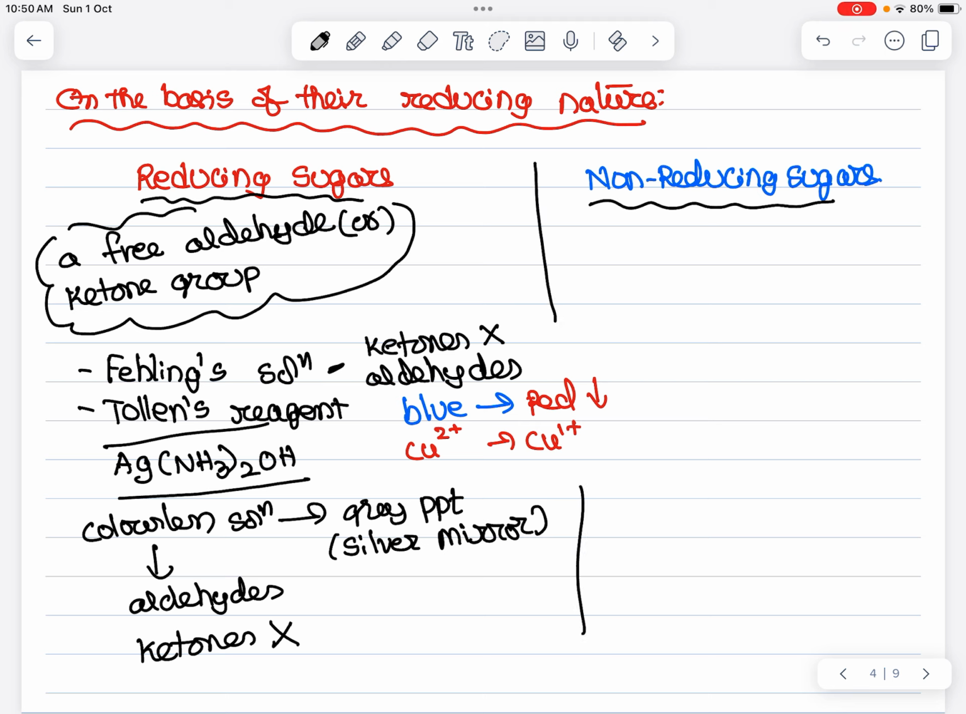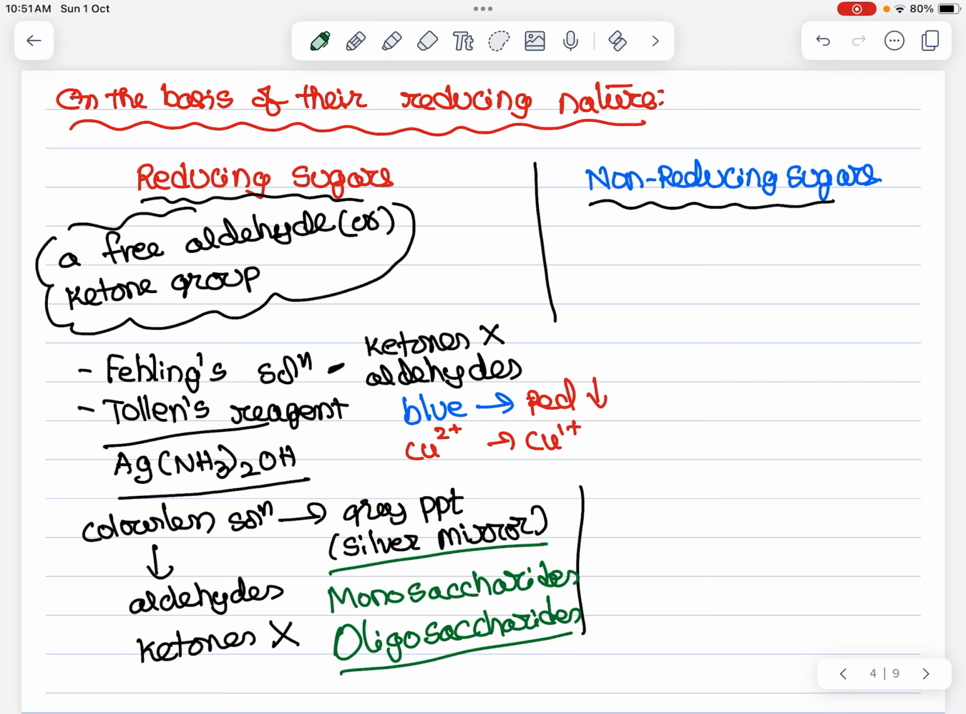All the monosaccharides and oligosaccharides except sucrose are reducing sugars. All the monosaccharides, and oligosaccharides also, are reducing sugars except sucrose.